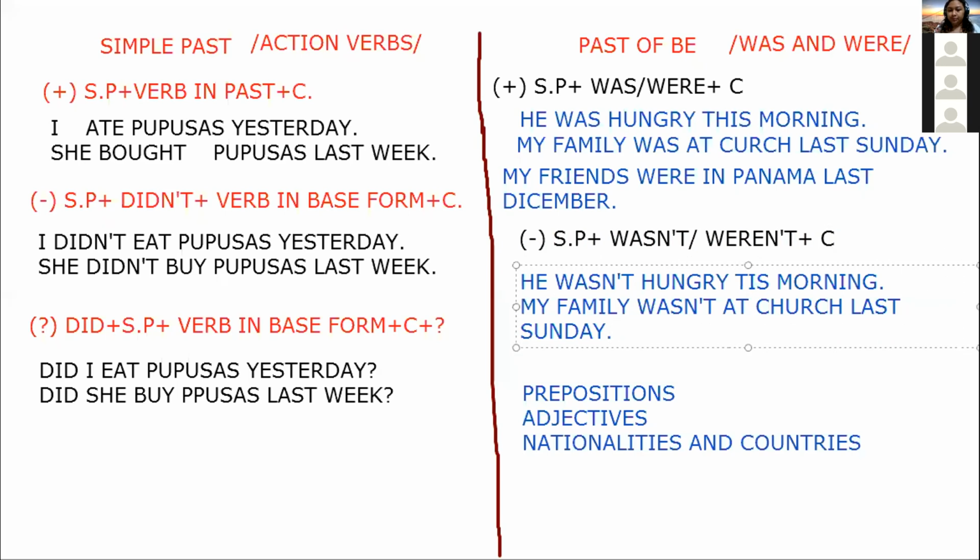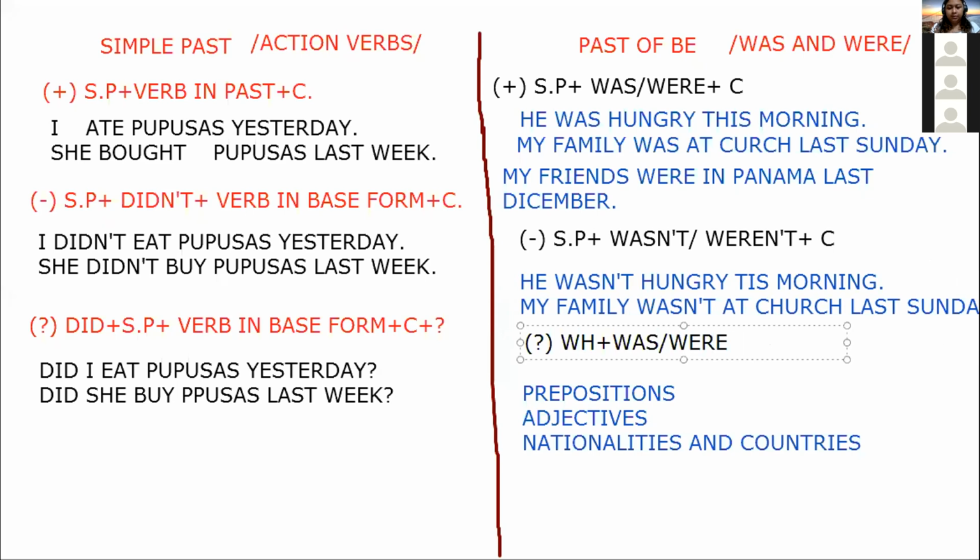Now for the question form. For the question form, we have two options. We can start with the WH question word, plus was or were, plus subject pronoun, plus complement, plus question mark. And the other structure is directly was or were, plus subject pronoun, plus complement, and the question mark.